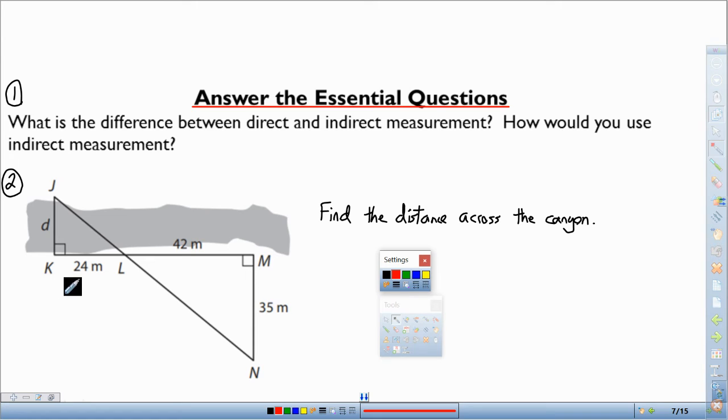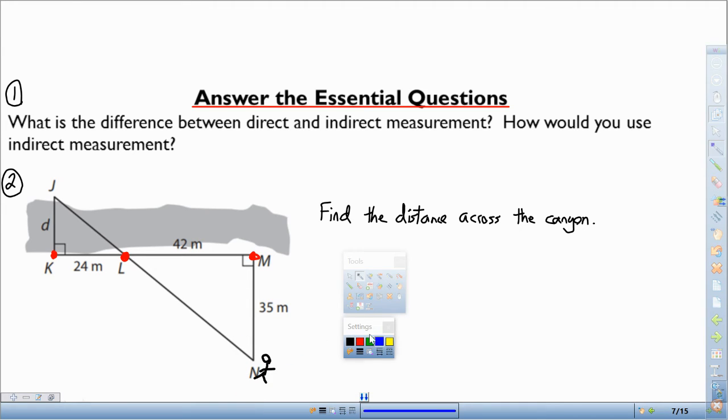We could place a point on the other side of the canyon, and then we could measure these distances. We could say, there's a point here. I'm trying to go across from this part of the canyon. So this is 24 meters, and then I could put another point here. This is 42 meters, and then this is where I'm standing right here, 35 meters away from the canyon. All right, so this is all stuff that we could measure ourselves, right? But we wouldn't necessarily be able to measure the distance across a canyon. That would be very difficult to do.